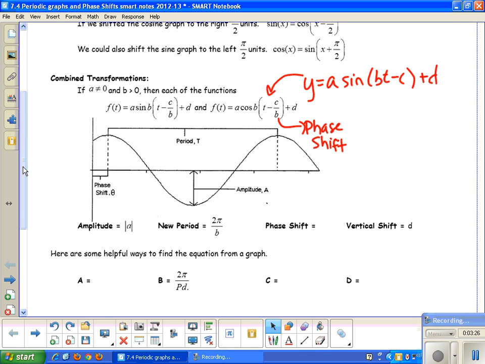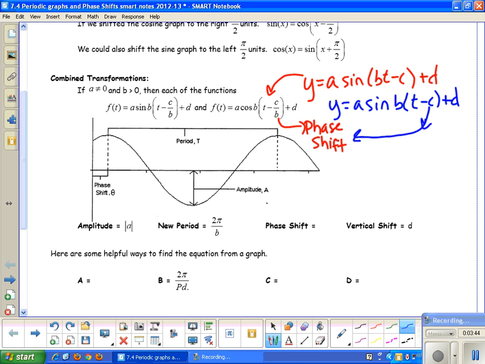And I don't always write the equation with a minus c over b. Instead, you'll see me write the equation as y equals a times the sine of b times t minus c, plus d. So instead of writing c over b as my phase shift, I'm going to usually write the c value right here as my phase shift.